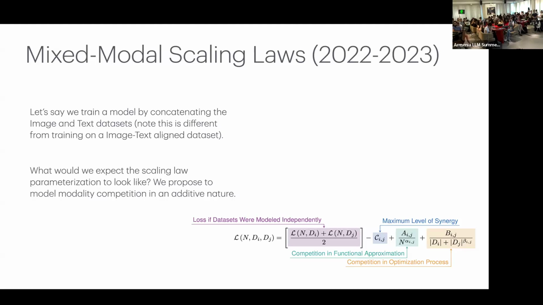Yeah, if I understand this, the question is why are we not modeling the number of tokens per modality separately? Am I understanding the question right?